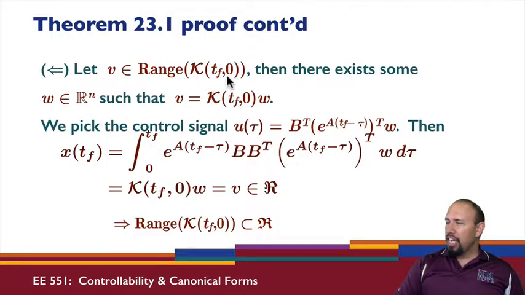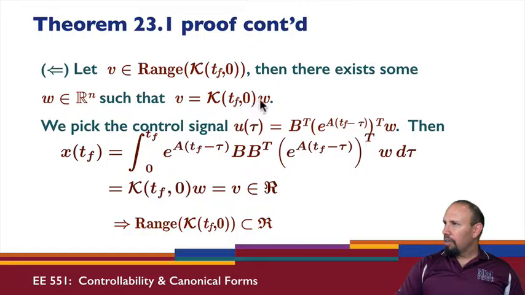Let V be in the range of the controllability Gramian. That means there's some W such that V is equal to the controllability Gramian times W. We pick as our control signal this. And when we apply that to the system, x at time tf is given by this expression involving w. Notice that w is a constant, so I can take it outside the integral, and the integral results in the controllability Gramian times w.